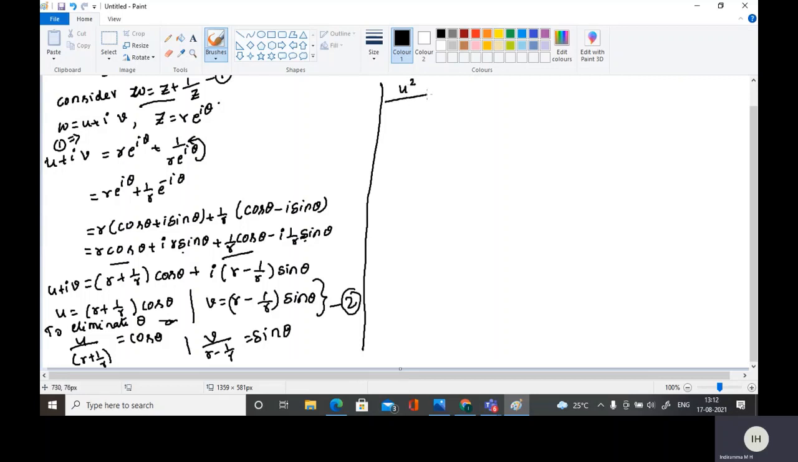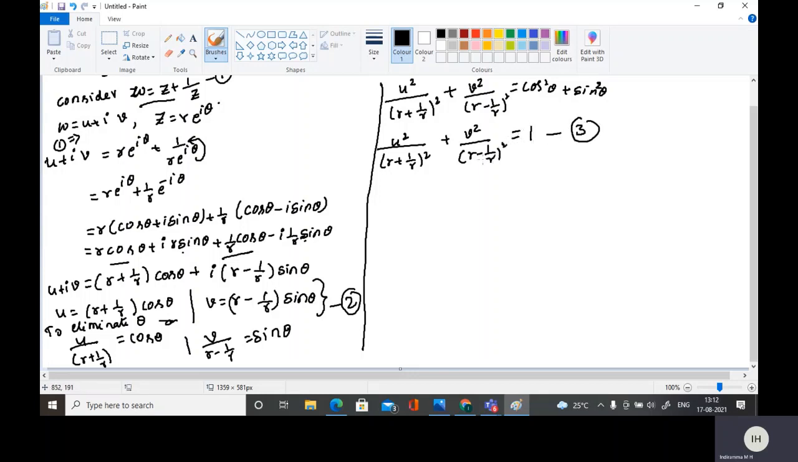So we obtained u square divided by (r plus 1 by r) whole square plus v square divided by (r minus 1 by r) whole square is equal to cos square theta plus sin square theta. So cos square theta plus sin square theta is 1. So we obtained u square divided by (r plus 1 by r) whole square plus v square divided by (r minus 1 by r) whole square is equal to 1. I will call this equation 3. See, I got equation 3 by eliminating theta.